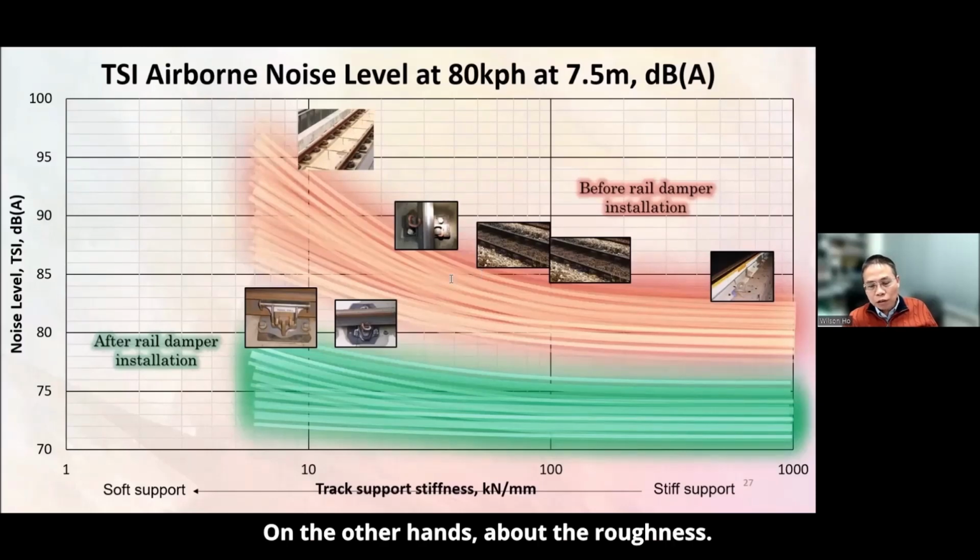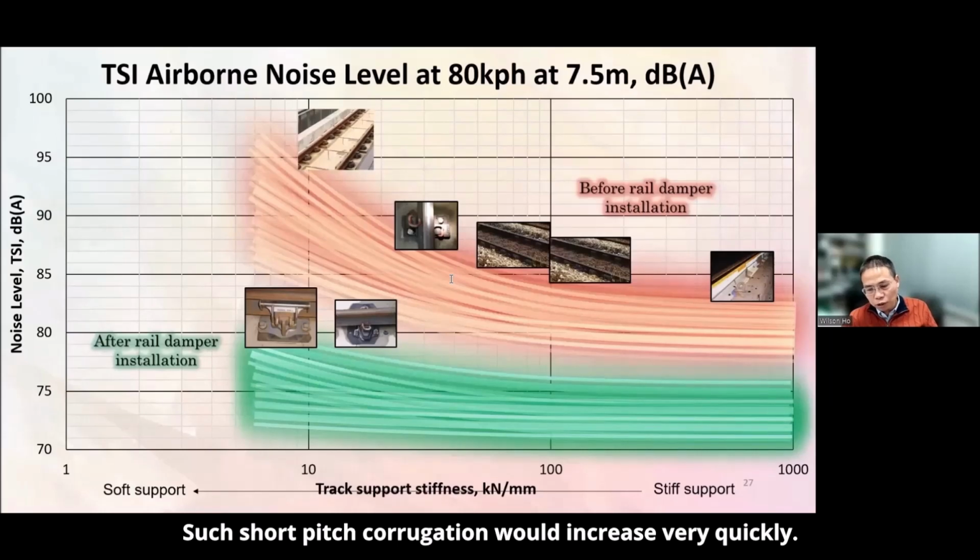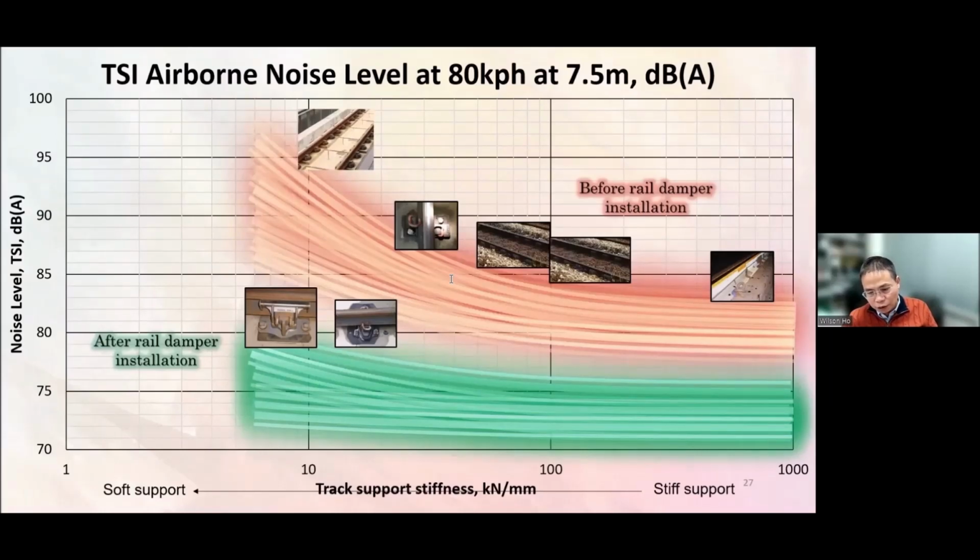On the other hand, on the roughness, when the wheel is running on the rail, it increases the roughness, generally randomly. So it could be wavelength 10 millimeter, 20 millimeter, 25 millimeter. However, due to certain resonance or a curved track, there is some kind of string reaction that creates a regular pattern. This we call the short pitch corrugation. In curved track it would be around 30 or 40 millimeter. Such short pitch corrugation would increase very quickly.